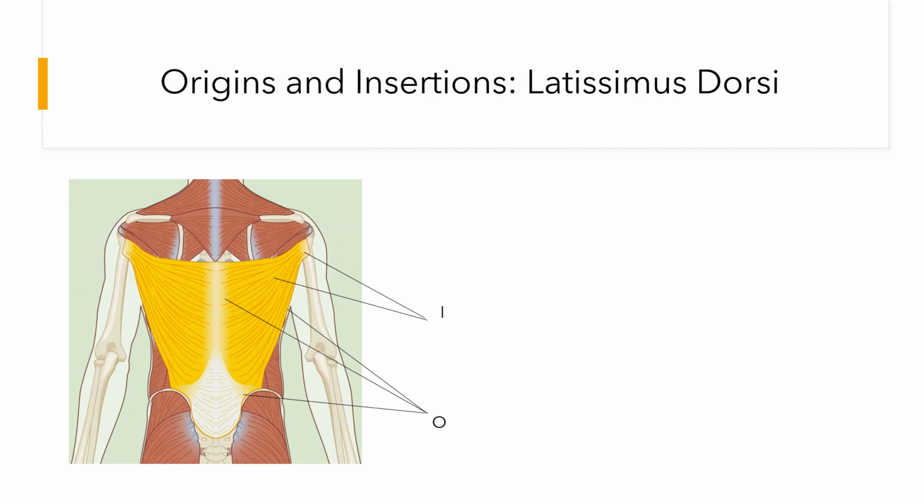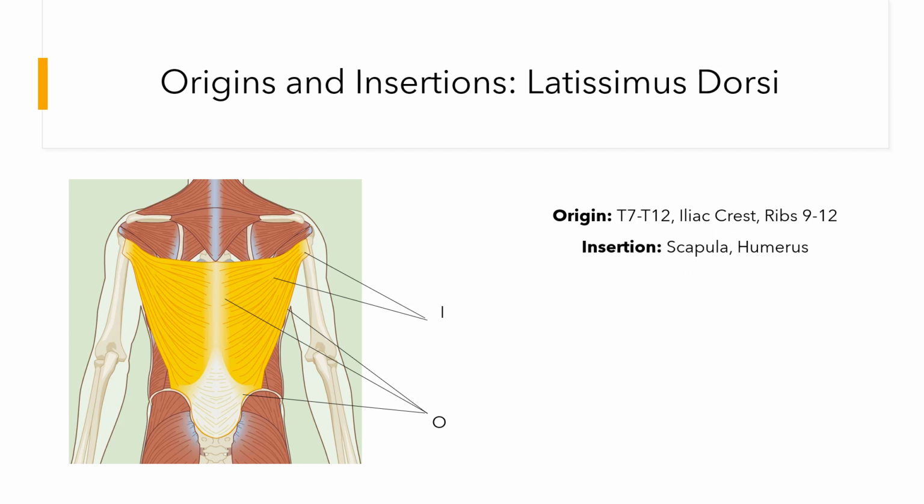Moving on to a more common muscle that we know, the latissimus dorsi, or the lats. This big, wide muscle from our shoulder down to our pelvis originates at T7 to T12, the iliac crest, and ribs 9 to 12. Because it's so big, it has many origin points.